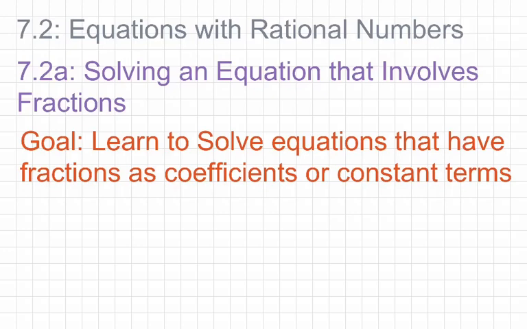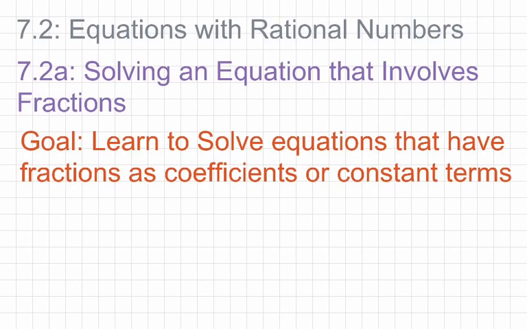With today's lesson, we're beginning lesson 7.2, which is entitled Equations with Rational Numbers. And for our first lesson here, we're going to be looking at 7.2a, solving an equation that involves fractions. If we remember back to Module 1, a rational number is any number that can be written as a fraction. It doesn't have to be written as a fraction, but it can be. So in 7.2a, we're going to be solving equations that involve fractions.